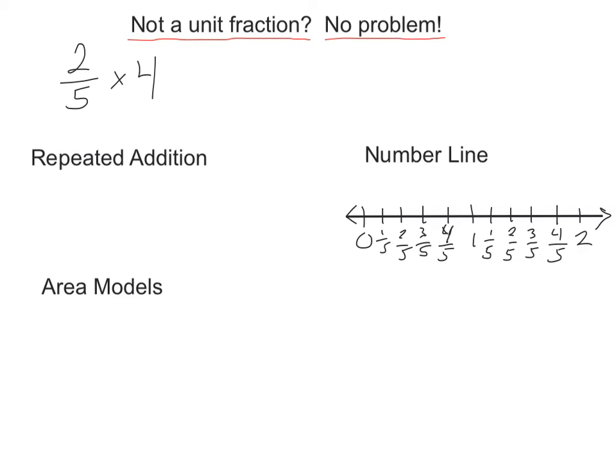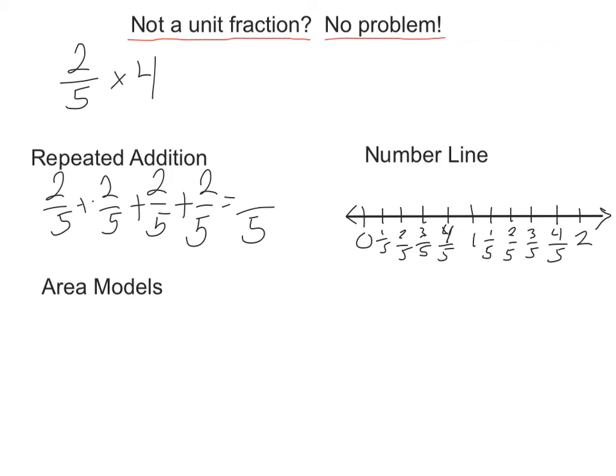All right, so what if we don't have a unit fraction? No problem, we're going to use the same exact strategies. So, for example, repeated addition. I'm going to write out 2/5, and I'm going to write it out 4 times. So here we go, 2/5 plus 2/5 plus 2/5, finally plus 2/5. Now remember, our denominator stays the same, so I'm going to end up with fifths.